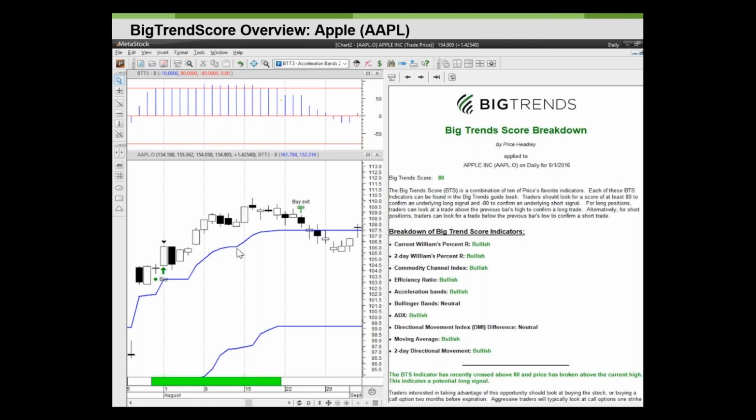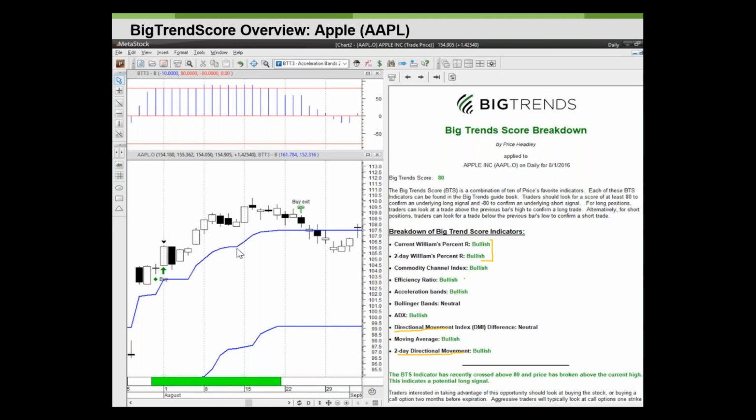Some of these are duplicates, like percent R. I'm giving a double weight to by looking at the current percent R and the 2-day percent R. So I'm essentially looking at that as doubly important. Same way, directional movement, the DMI lines, and the 2-day directional movement. I'm giving those a double weight here because they've been really good to me. And then other tools that I've used that have been good to me, like the commodity channel index.